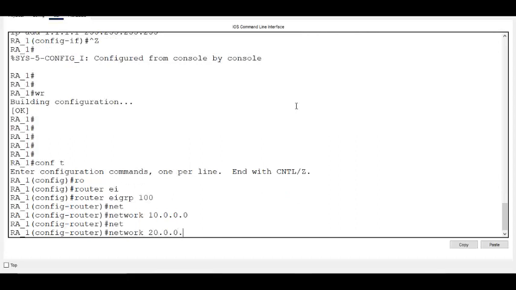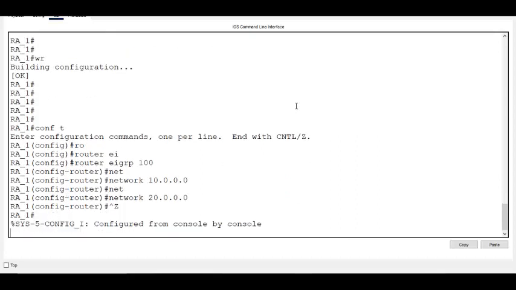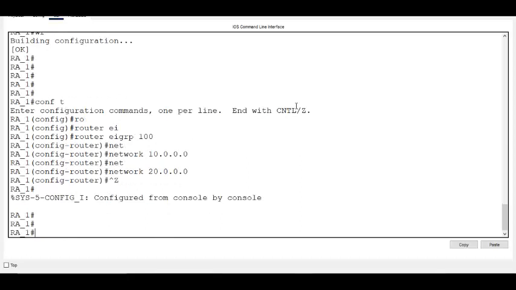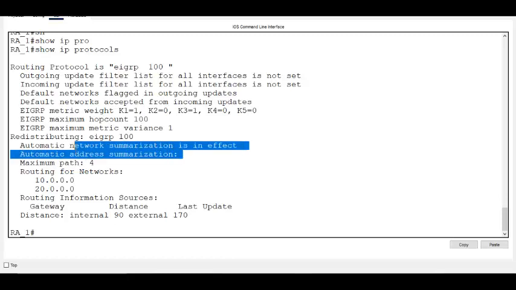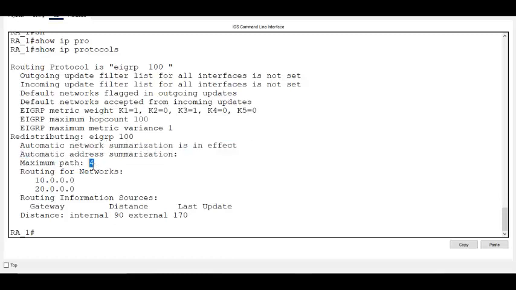And let's see whether the summarization is off or on. Show IP protocol. Summarization is on. Okay, so summarization is on. Right now there is no summarization. Okay, the max path by default is 4. No problem. Let's go to this one.